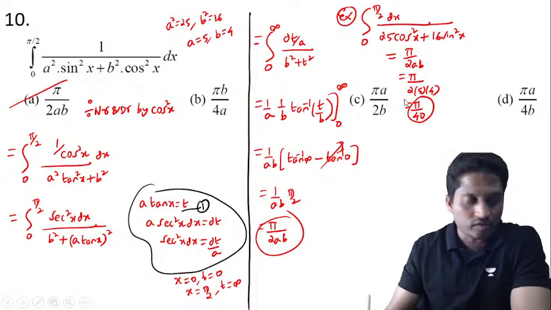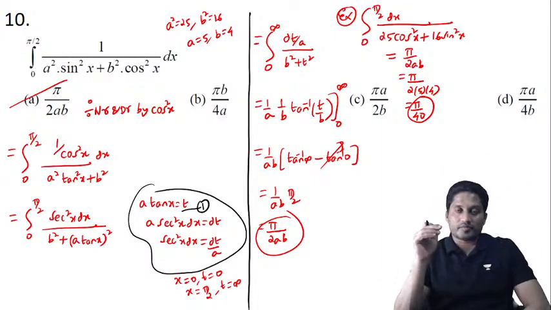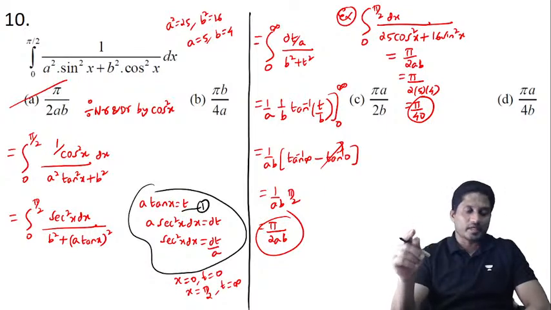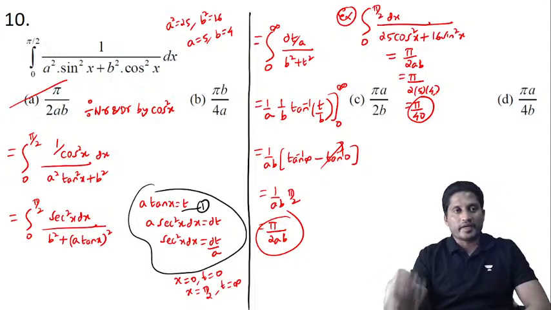This is how you need to remember this result. 0 to pi by 2 dx divided by a cos square plus b sin square, or a sin square plus b cos square. Answer is pi by 2ab. Accordingly, they will simulate the problem. Is it okay, guys? Hope you like this.